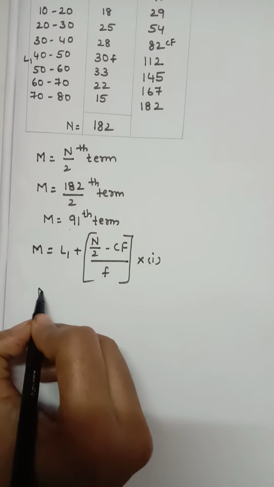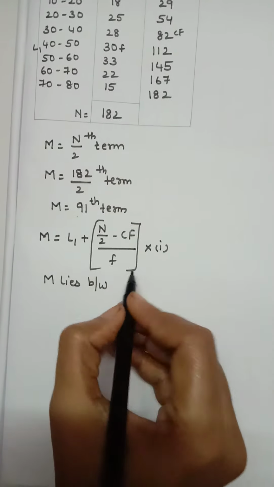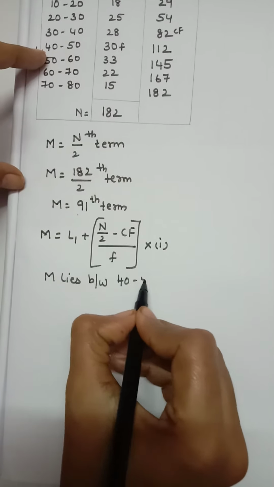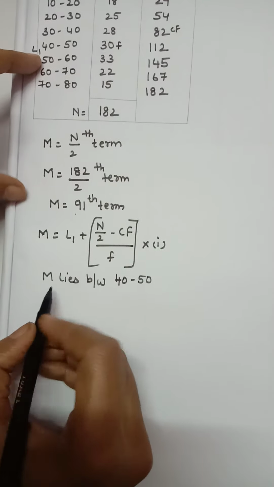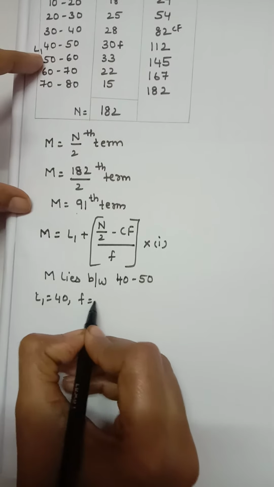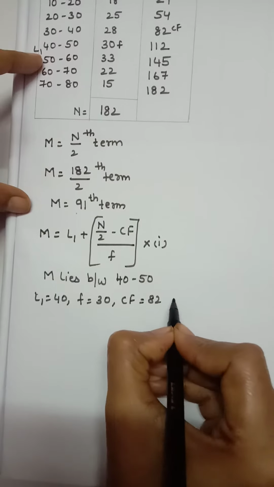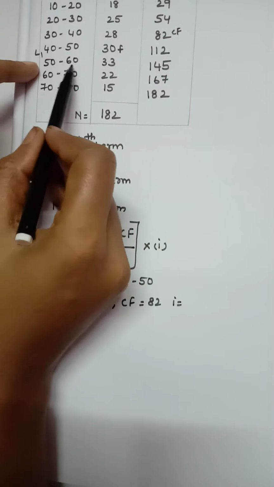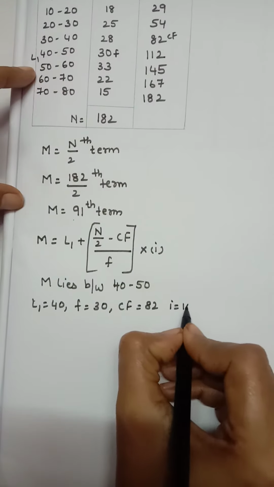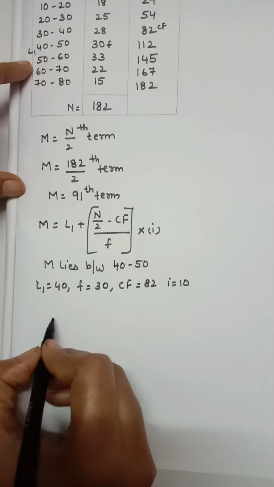As per the 91st term, the median lies between 40 to 50. So L1 is equal to 40, F is equal to 30, CF is equal to 82, and I is the difference between the class intervals, that is 10. That's nothing but a common factor. So substitute the values in the formula.